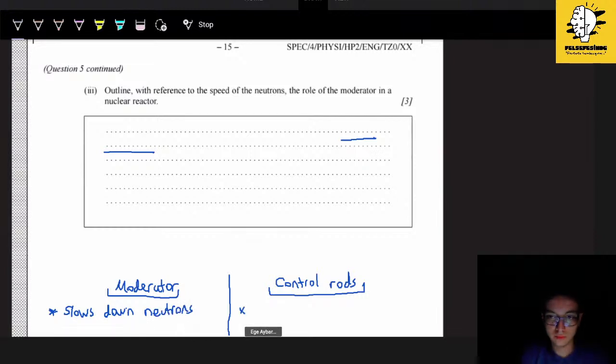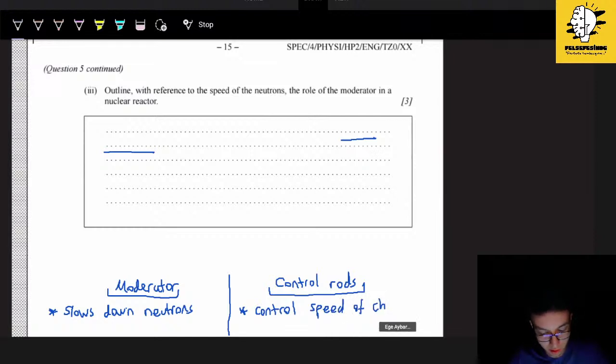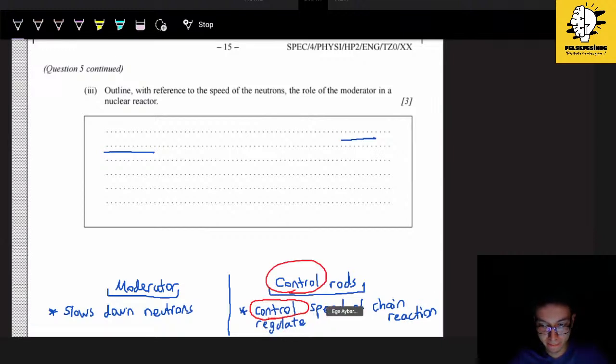And for control rods, and this is actually pretty easy to remember, I will tell you the trick. It controls the speed of the chain reaction. Or regulate, you can write regulate. Doesn't matter, because it just absorbs them. And you can actually remember this from the word control. You control speed. That's it. Easy to remember. Piece of cake. So let's answer our question.